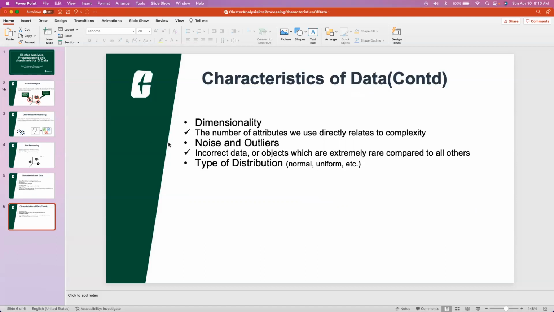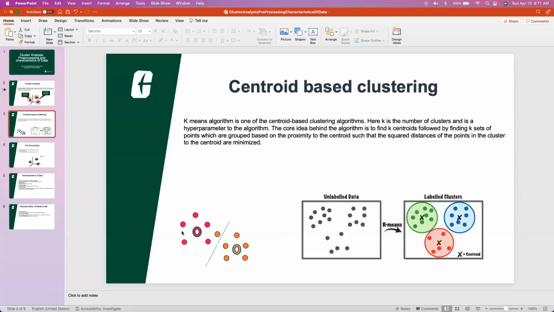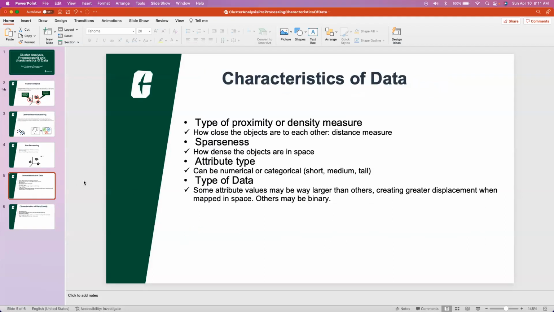The other one is noise and outliers. We need to eliminate these incorrect data and objects which are extremely rare compared to others. Another is the type of distribution. Here the distribution over the data is uniform. It is one of the characteristics of the data.